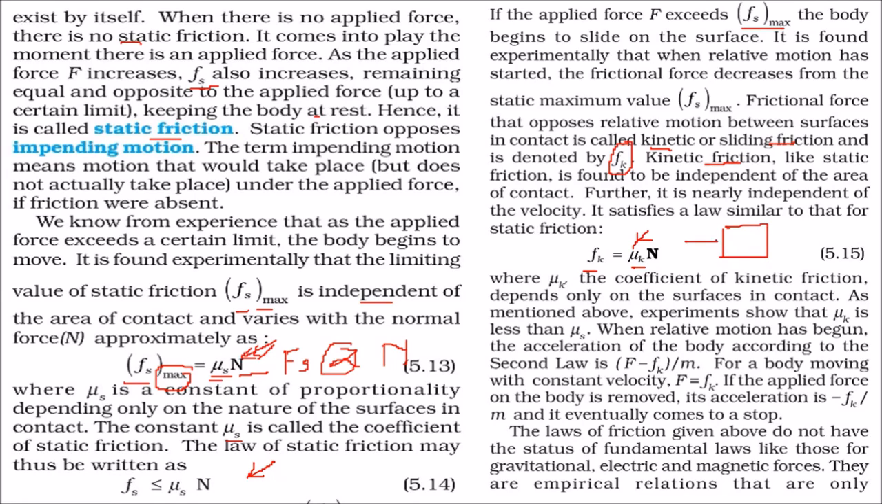If we apply some force F, with Fk acting on the other side, then F minus Fk will be equal to what? Ma. The resultant force equals mass into acceleration. So acceleration will be F minus Fk divided by m. If we have a constant velocity, this acceleration will be zero, so F minus Fk will be zero. So F will be equal to Fk. And if the applied force on the body is removed, the acceleration is minus Fk by m, because the body is going to eventually stop.